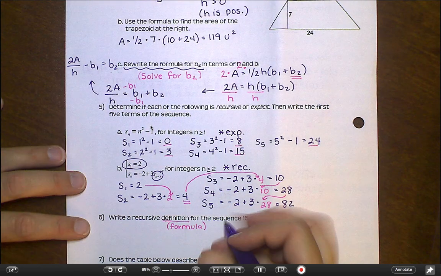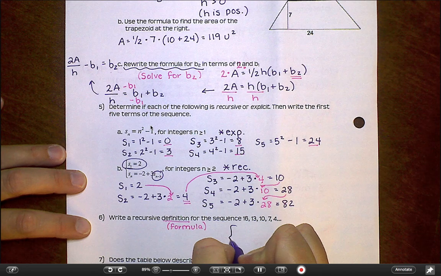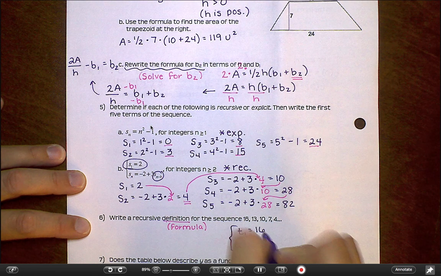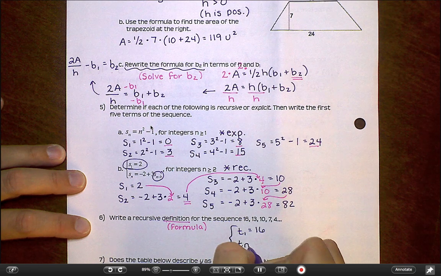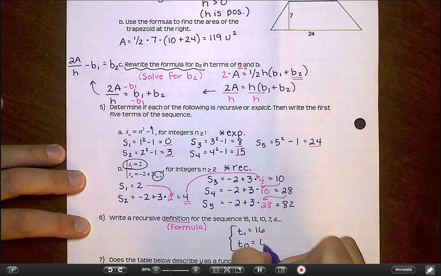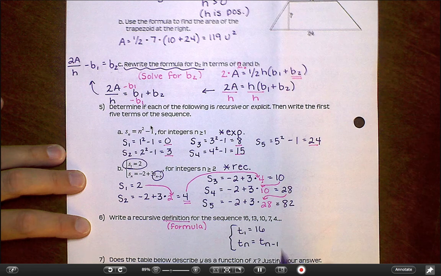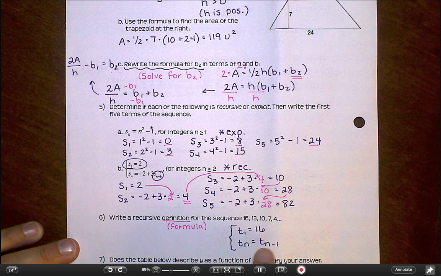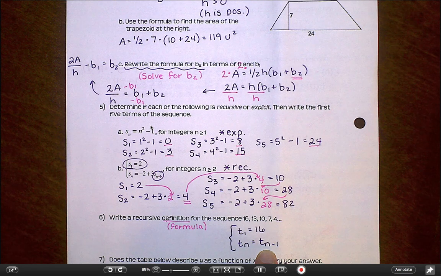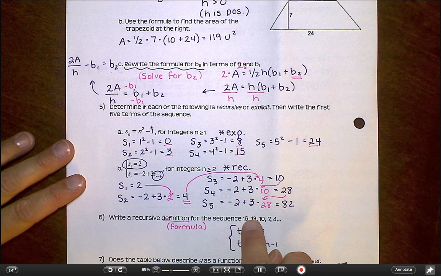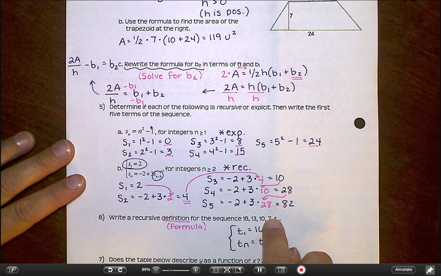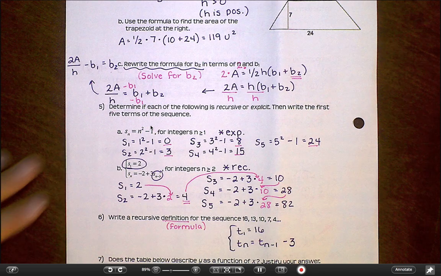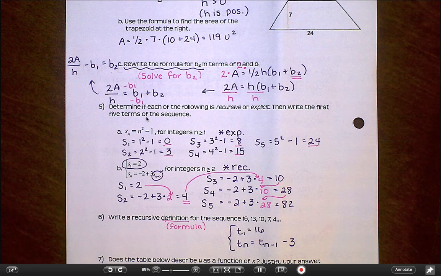So I need two things. I need term 1, which is 16. And then I need to say, how do I get from one term to the next? So I'm always going to start like this. The next term in the sequence is found by taking the previous term and doing what to it. And so when I look at this sequence, it looks like I'm going down by 3 each time. So I'm going to put minus 3. And then that's my answer. That's my recursive formula.